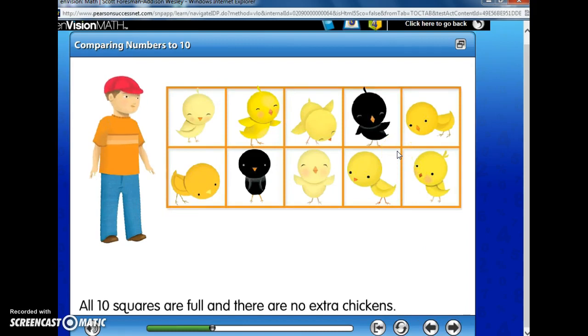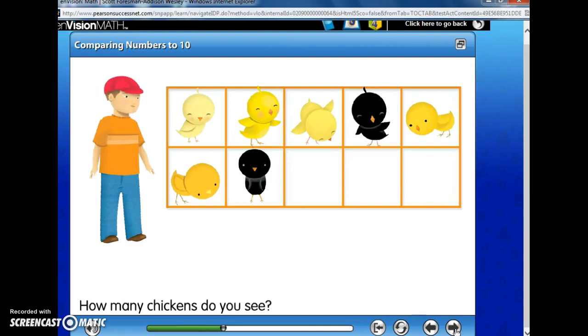I need all eyes up here, please. This is what's called a tens frame. See the orange box here? This is what's called a tens frame. So these boxes are 10. There are 10 boxes. So we know that there are 10 chickens because no boxes have empty squares, right? Okay.